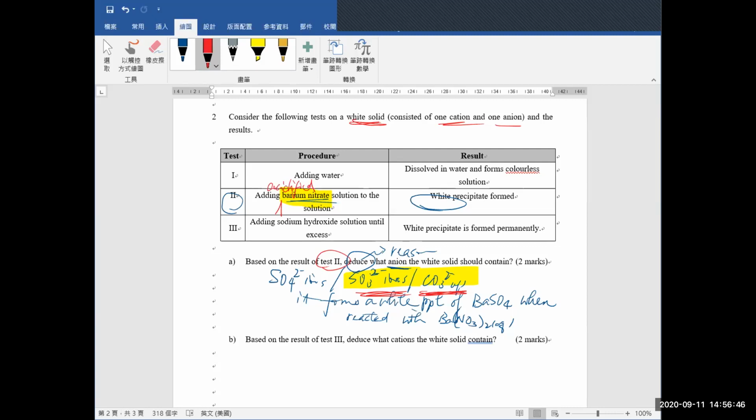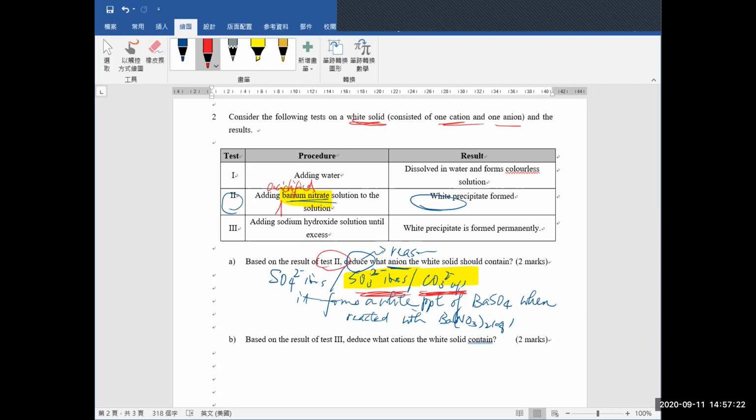Why don't we use sulfuric acid? Because sulfate ion will react with barium to form a white precipitate, so it can't. Sulfuric acid, of course, is not possible because it contains sulfate, so it will make you a false positive result. So HCl is also possible, but be aware that you have just added one more ion that may lead to complexity.